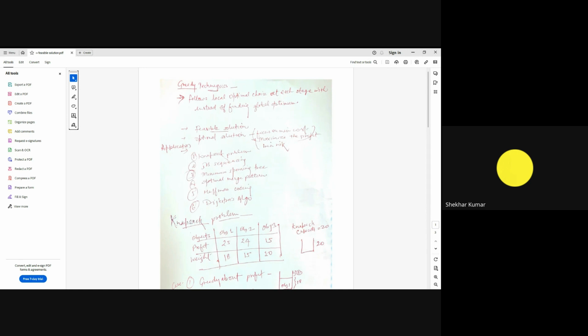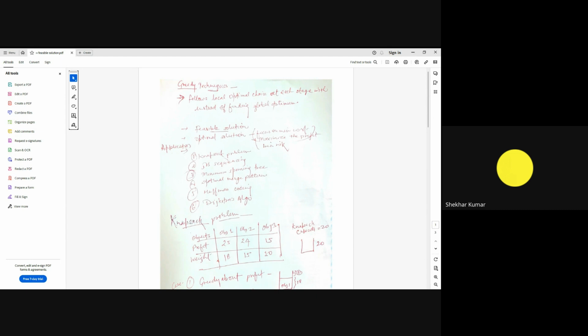There are some applications of greedy techniques. These are the knapsack problem, job sequencing problem, minimum spanning tree, optimal merge pattern, Huffman coding, and Dijkstra's algorithm. We will discuss these algorithms one by one.